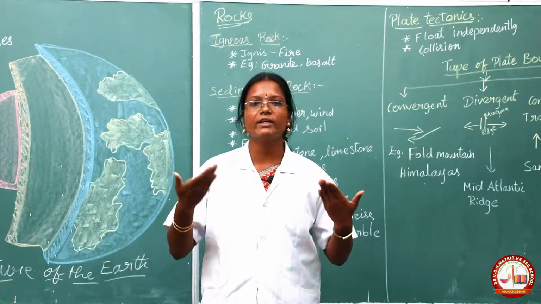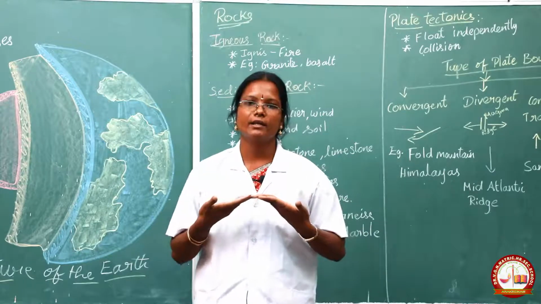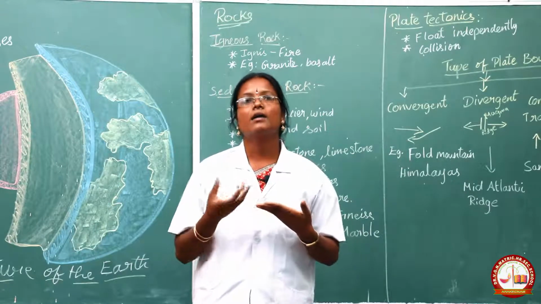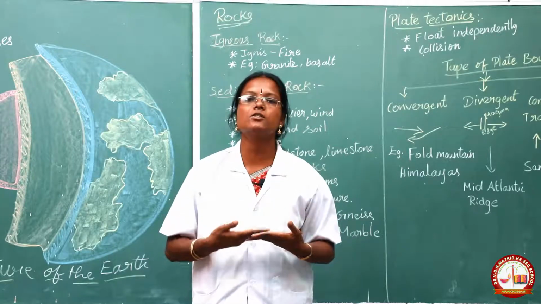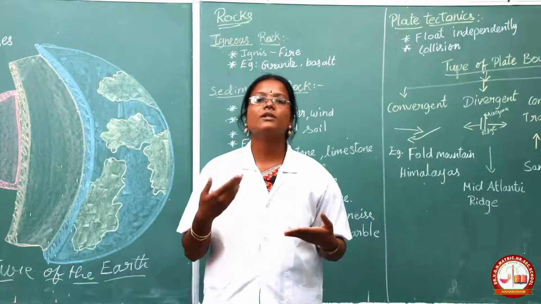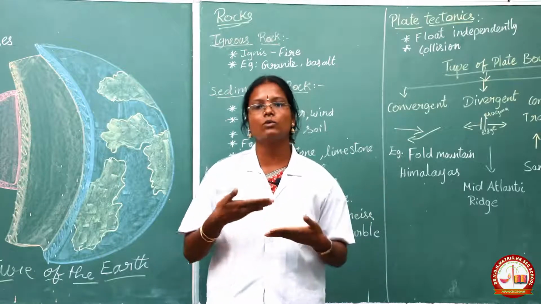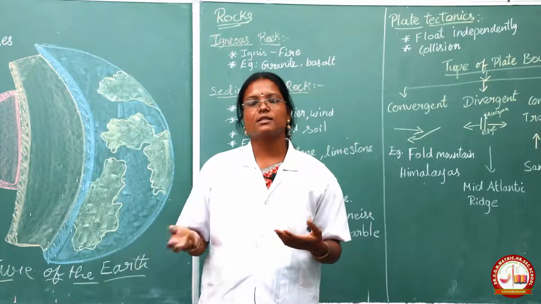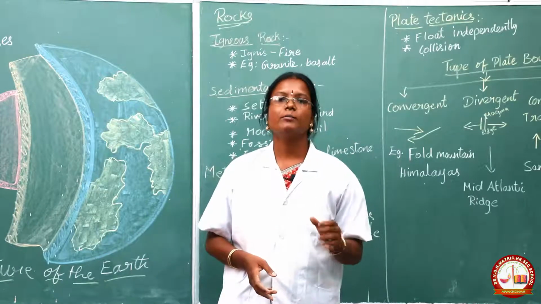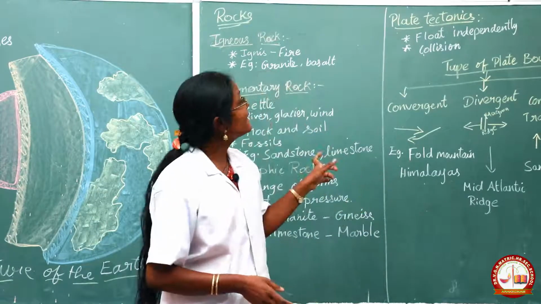What is meant by collision? When two plates meet together, some vibration or crash will happen. That is called collision. The collision causes changes to the earth's crust. That is called tectonic. So that is called plate tectonics.